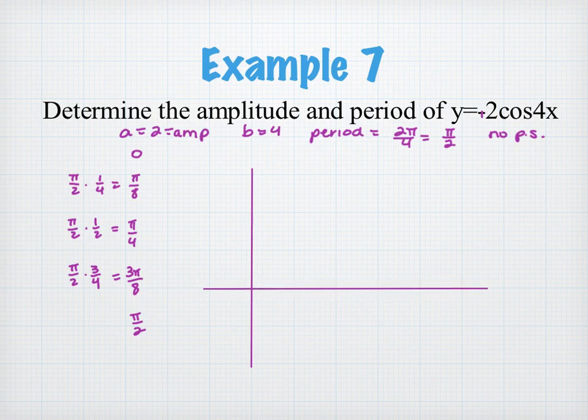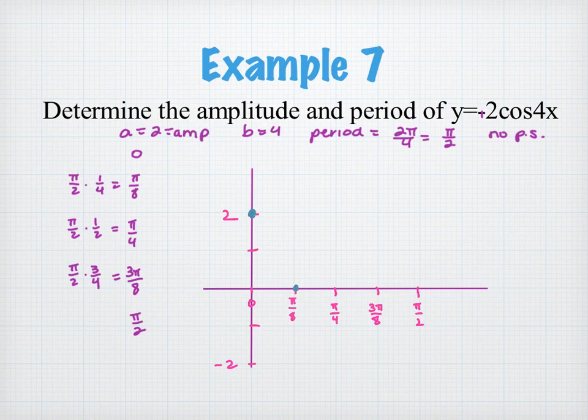Plot your key points. 0, pi over 8, pi over 4, 3 pi over 8, and pi over 2. And the amplitude is 2. So up 2, down 2. So remember that this time, when we do our amplitude, we have to make sure that because it's cosine, we have to start at the amplitude instead of at 0. So I'm going to start up here at 2.